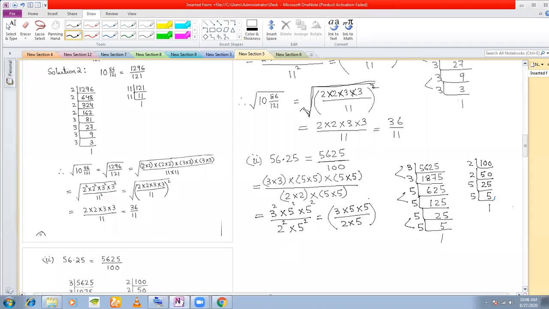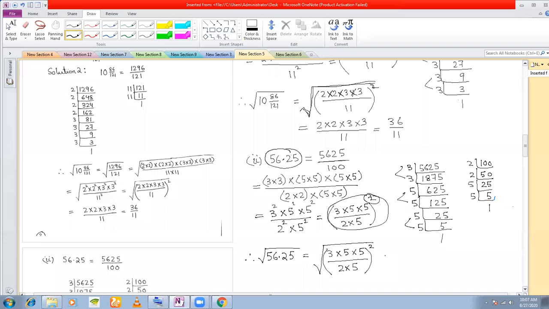This is this whole square. Okay, so therefore square root of 56.25 is the square root of, in fact what we have done is we have expressed 56.25 as a perfect square. Okay, because here the power is 2. So therefore this is 3 into 5 into 5 by 2 into 5 whole square.